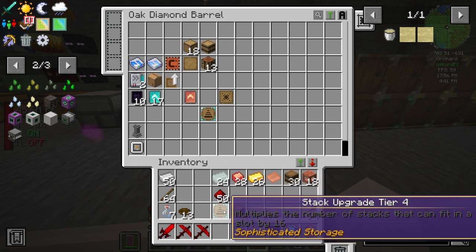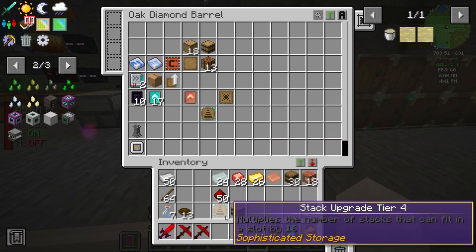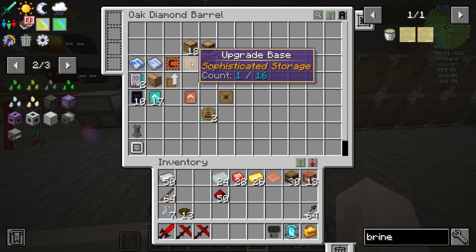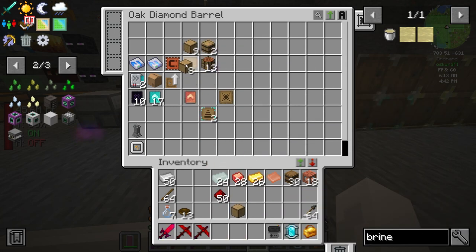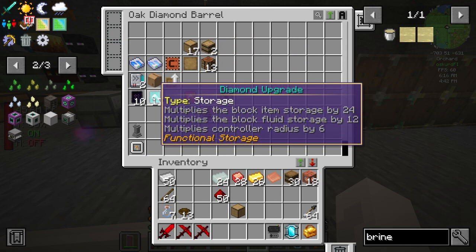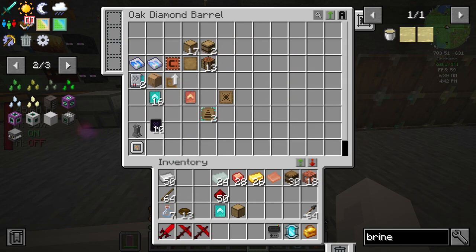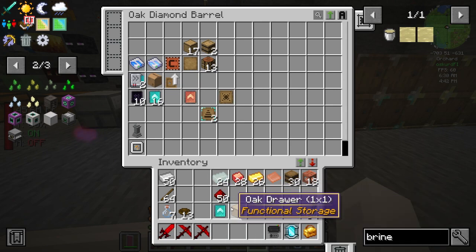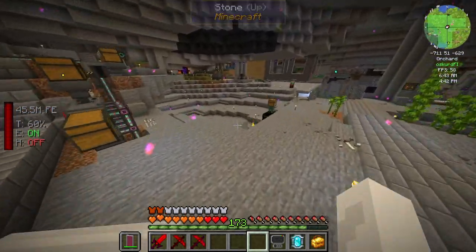Like one stack upgrade on the barrel. Actually, it's a single item. Why are we using barrels when we can use drawers? And then just a diamond upgrade. And in this one we don't want a void upgrade, because we don't need to produce that forever. Once it's full, it can stop, which is totally fine. So let's actually do that.